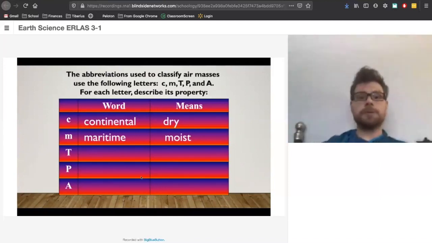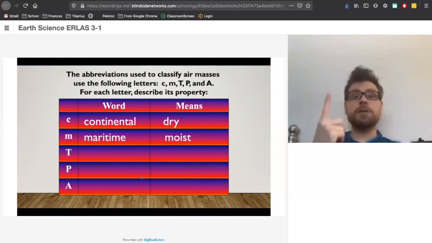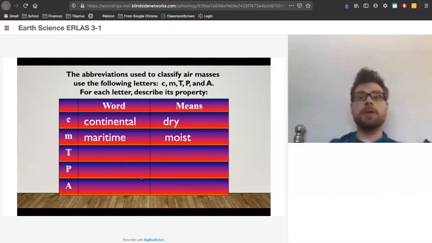So those are our two moisture content abbreviations. Continental is dry, maritime is moist. Those are the only two options. It can only be wet or dry. There's no real in between. Now we get into our temperature.